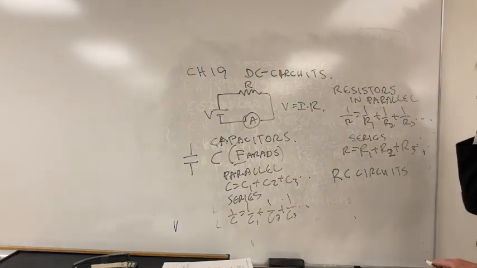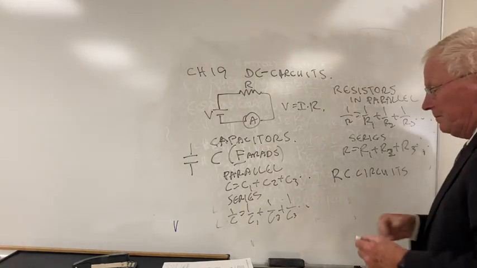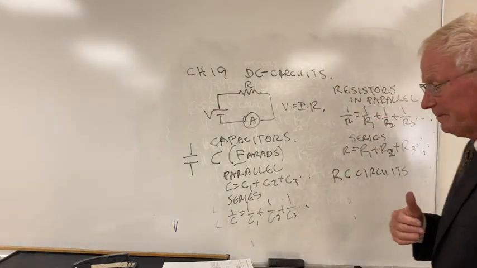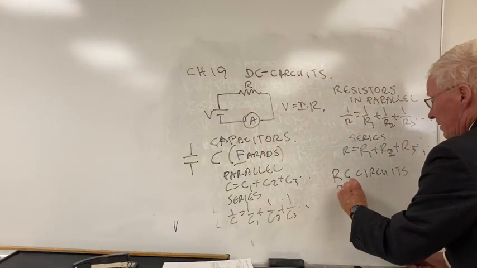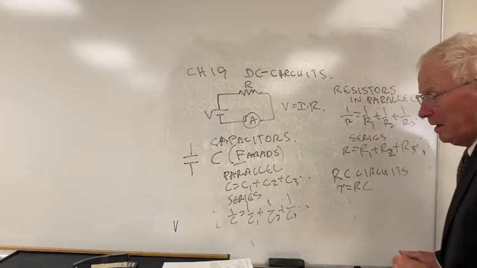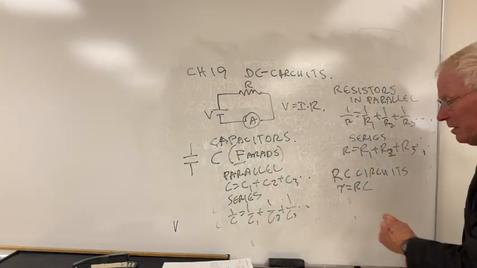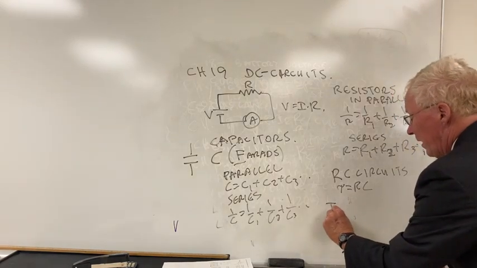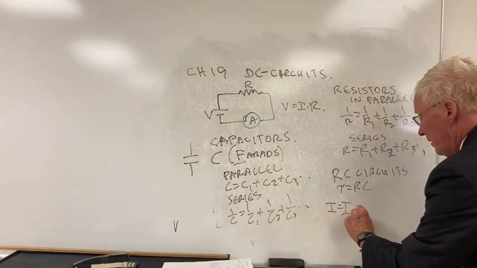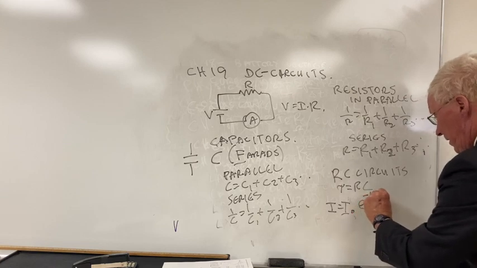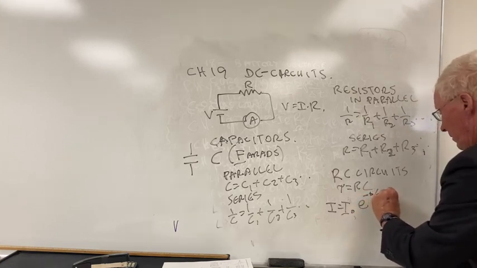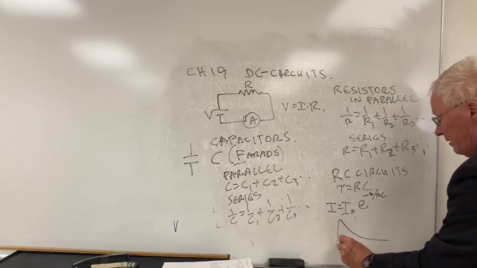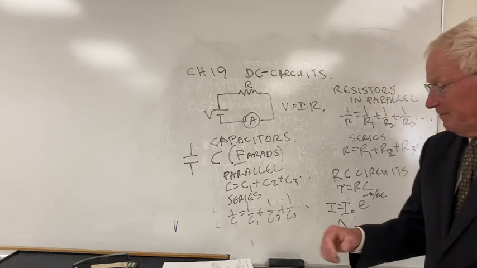We talked about the decay constant. RC is a time constant, and the current goes as I is I naught e to the minus t over RC. So it's an exponential decay.